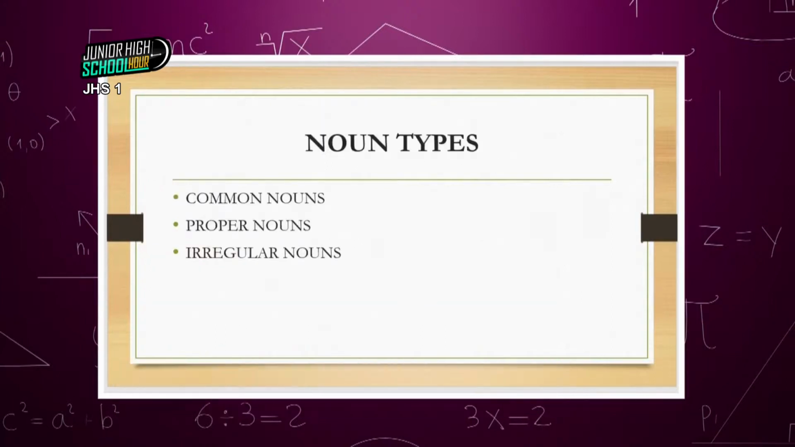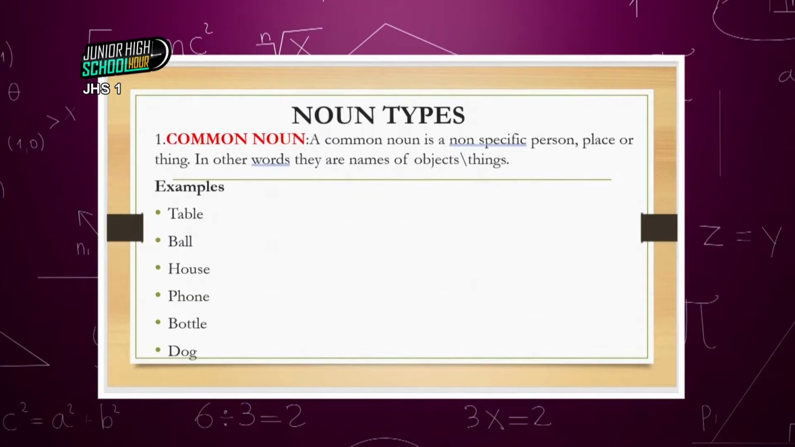Then the noun types. We have common nouns, proper nouns, and irregular nouns. We spoke about each of them with examples. A common noun is a non-specific person, place, or thing. In other words, they are names of objects and things. Examples: table, ball, house, phone, bottle, dog. And I asked you to add more, which I know you have done.